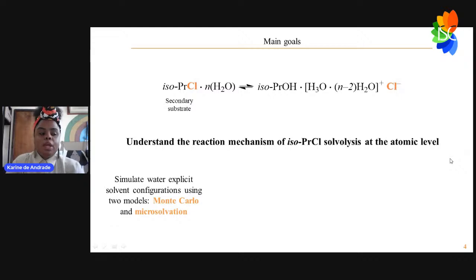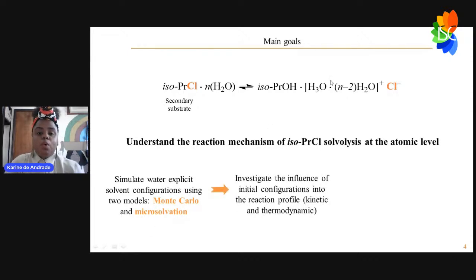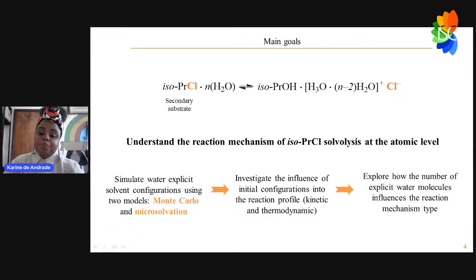To do so, we want to simulate the explicit water solvent configuration using two models, Monte Carlo calculation and microsolvation. We want to investigate the influence of this initial configuration on the reaction profile, and also explore how the number of explicit water molecules influences the reaction mechanism type, in particular SN1 and SN2.